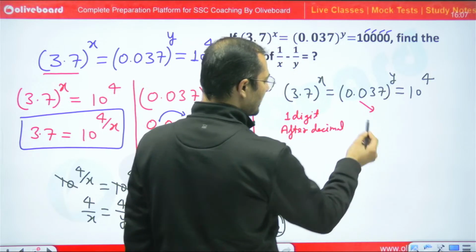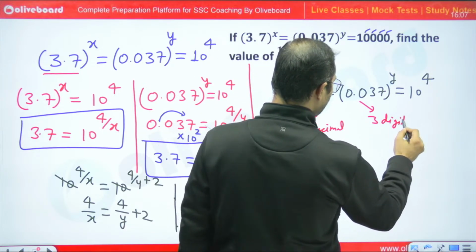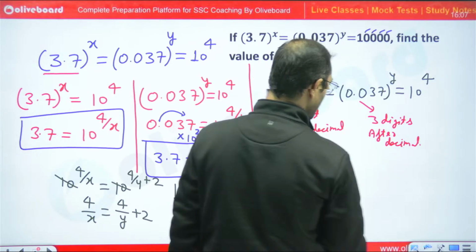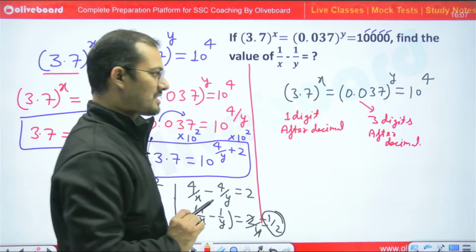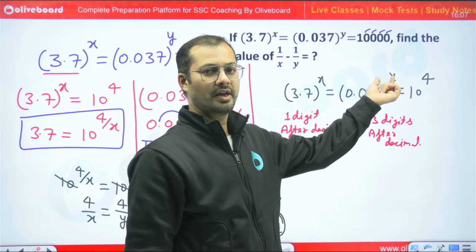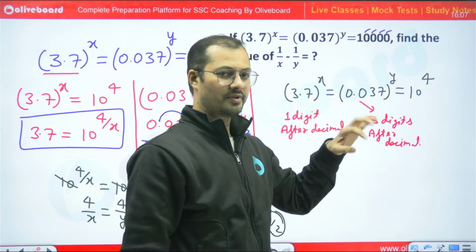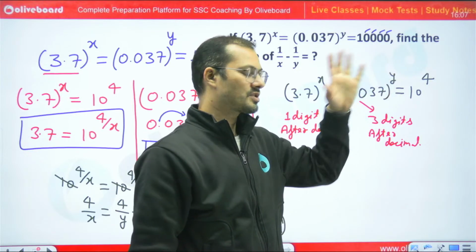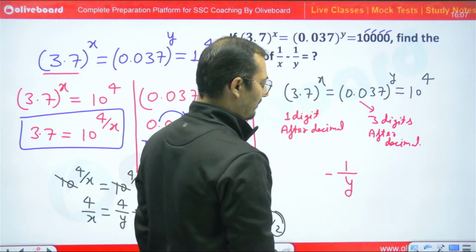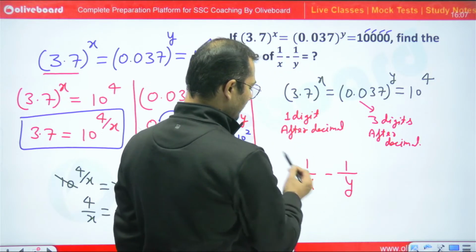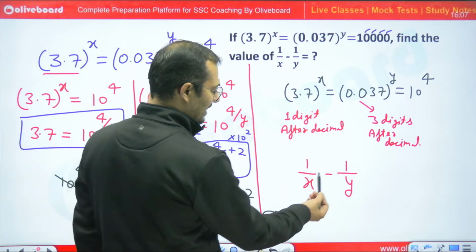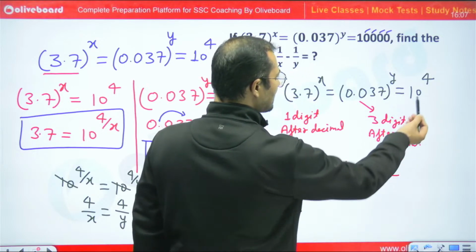Here, there are 3 digits after the decimal. So the maximum number of digits after the decimal is in this portion, right? So just focus on the power in the variable. The power of the base with the maximum number of digits after the decimal is y. So this portion must be negative. So directly you can say that after reciprocating, this must be negative, and the one with fewer digits must be positive. So here I will get the answer 1 upon x minus 1 upon y directly. So whatever is the power of 10.